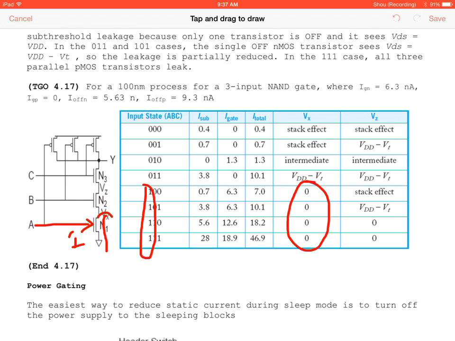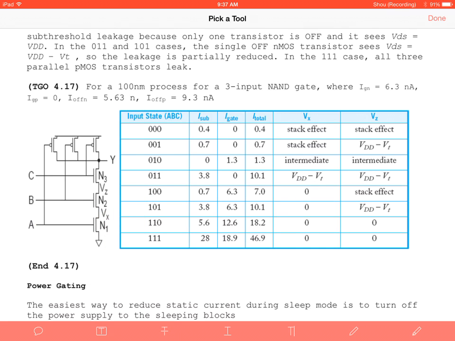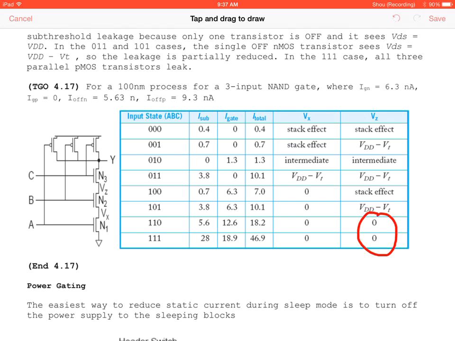And then finally for 1, 1, 1, we have this instance where all 3 NMOS transistors are on, all 3 PMOS transistors are off. So therefore, we are able to supply 0 to the output. And the reason why both of these are 0, if we were to do this, you would have VDD minus VT for Y. And then this output would be 0 for this column, if we were to extend that a step further.